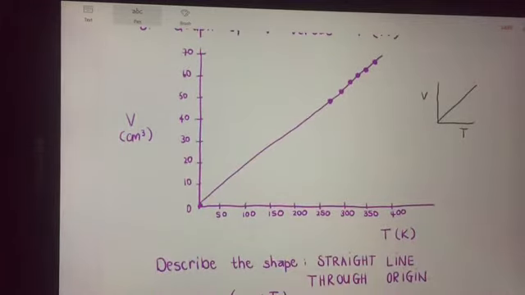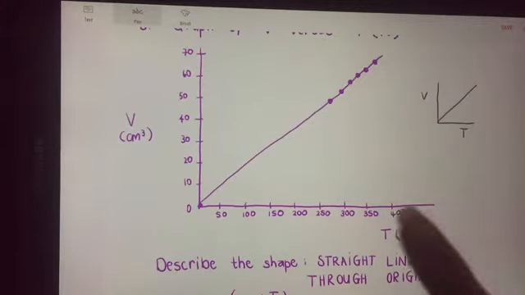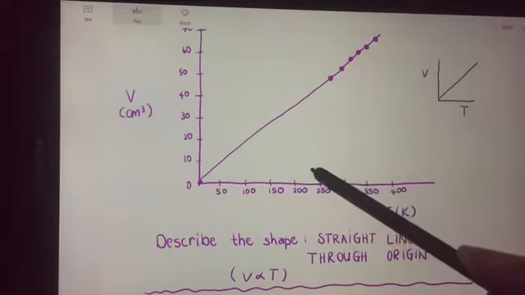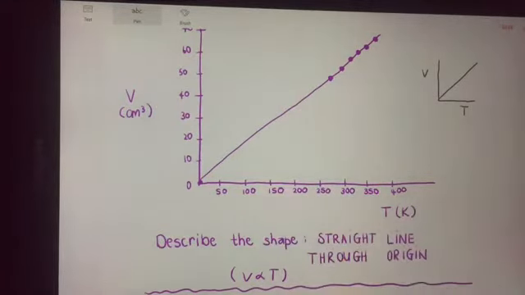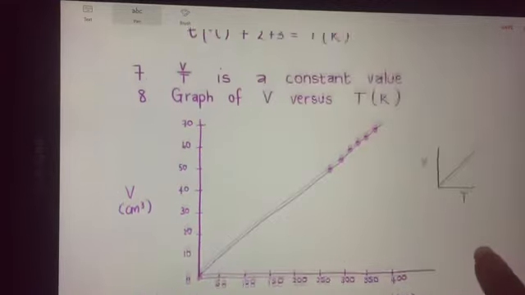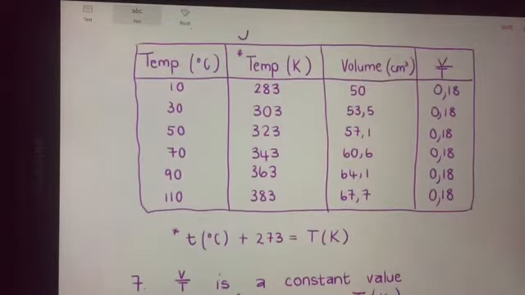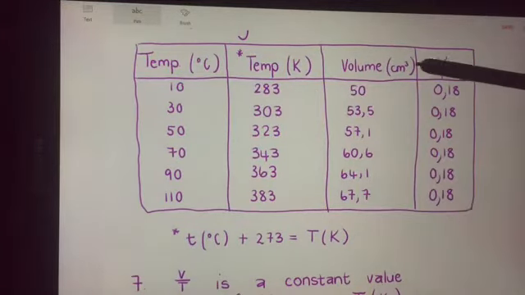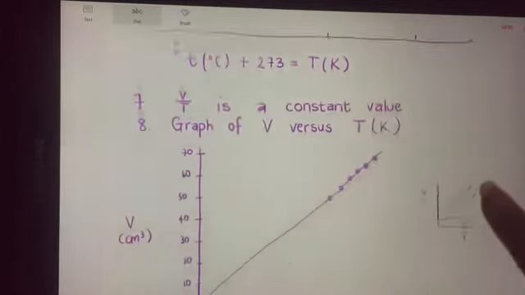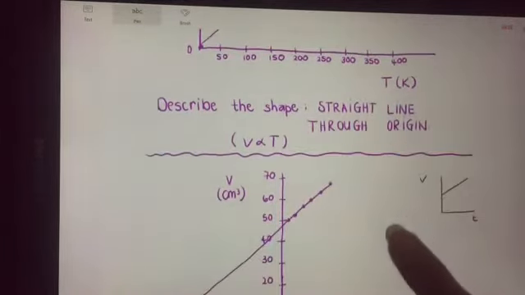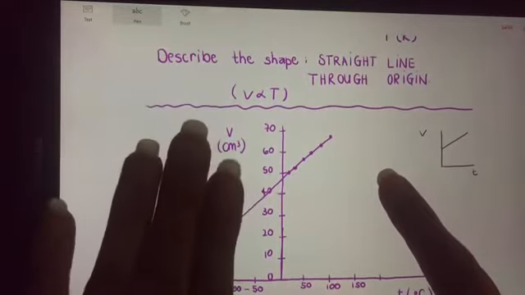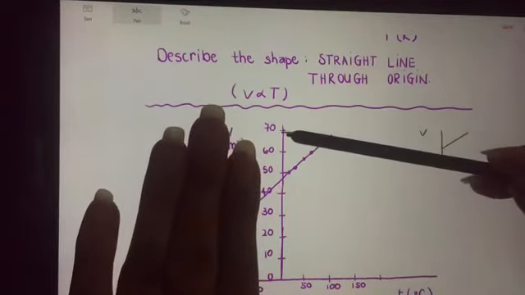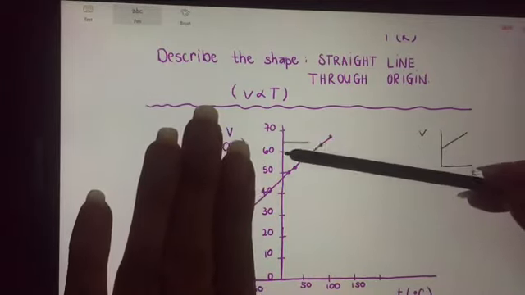So if I had to describe the shape, I would say that it's a straight line to the origin, and clearly what does it show? It shows that direct proportion between volume and temperature in Kelvin. But then if I go and I draw another graph of the temperature in degrees Celsius and the volume, it ends up looking something like this. So now just ignore this bit here for now and just take a look at what's happening over here. So on my y-axis, I've got volume again.